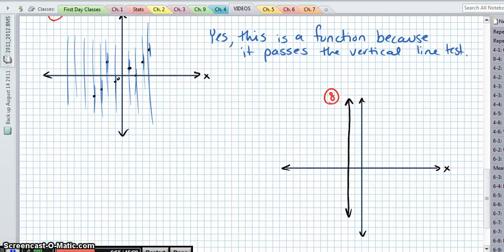Let's take a look at number 8. So here we have a vertical line actually graphed. Well, this line is made up of a lot of individual points, so let me go ahead and pass my vertical line over all of these points. The question is, do I intersect the graph in more than one point? Obviously, yes, I do. So in this case, a vertical line is not a function because it fails the vertical line test. It doesn't mean we can't graph it. It is still a vertical line. It's just not representative of a function. Okay, so let's go ahead and look at function notation.